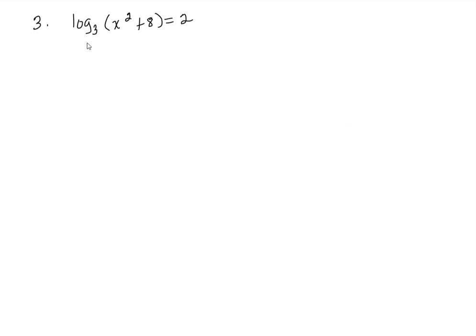Okay, problem 3. Again, I have a single logarithm. I'm going to write it as an exponential. So 3 squared equals x squared plus 8. 3 squared is 9. And once I get here, I'm going to subtract 8 from both sides. So I get x squared equals 1. So x equals positive and negative 1. And I need to check both of those to see if they're going to work.